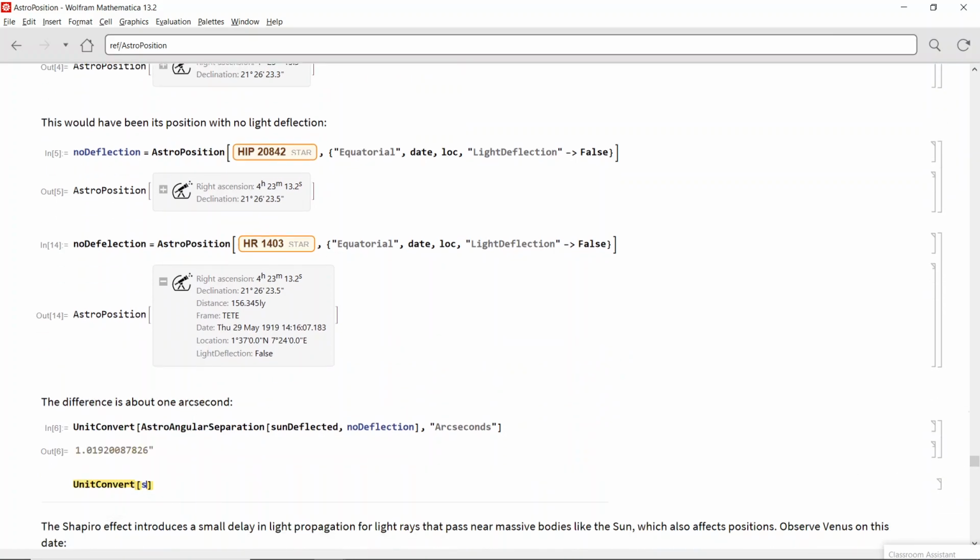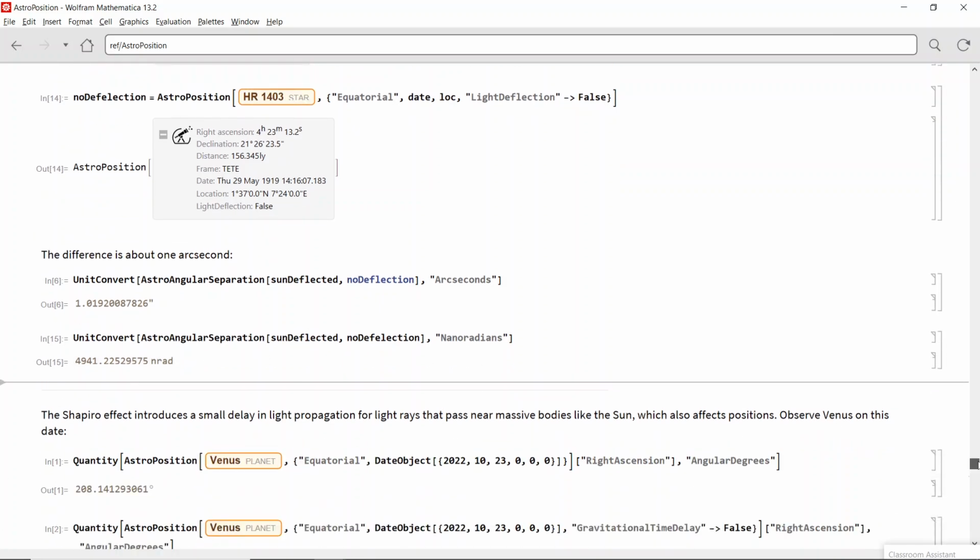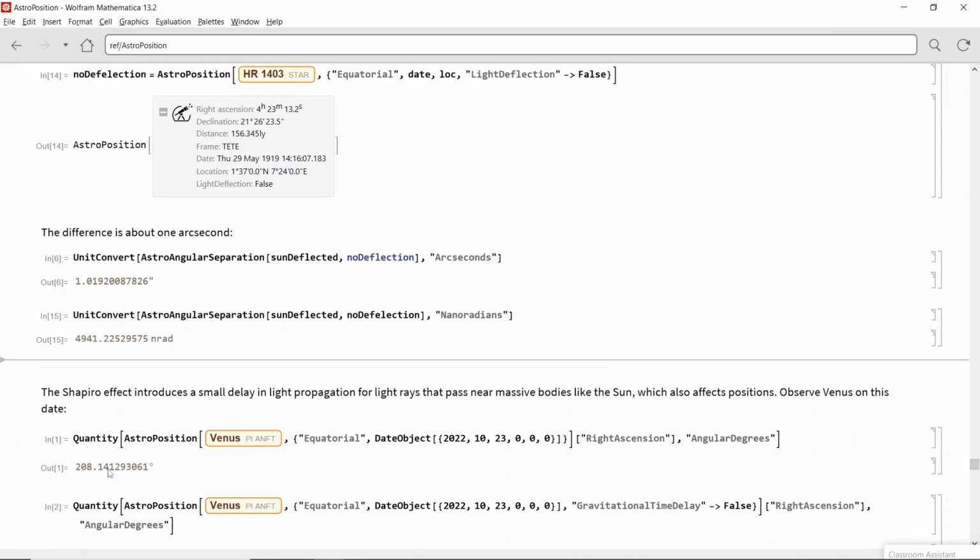Unit convert. Sun deflected, no deflection. Astro angular separation. Nanoradians. 4,941.25295755 nanoradians. The Shapiro effect introduces a small delay in light propagation for light rays that pass near massive bodies like the Sun, which also affects positions.